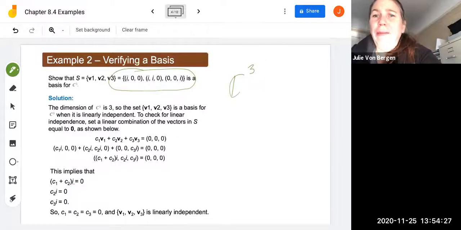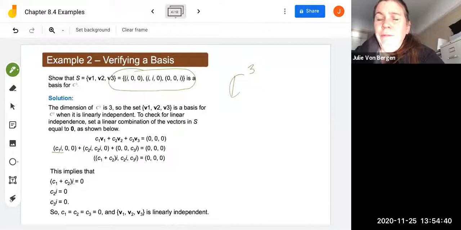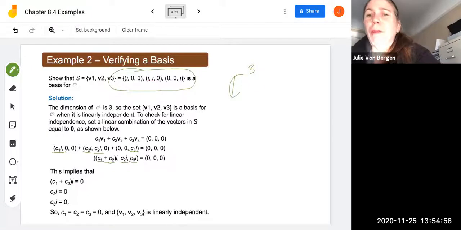To check for linear independence, we're going to set the linear combination of vectors in S equal to 0 as we did below. We're going to use our coefficients here, c1, c2, c3. You can see we're just distributing the c1, the c2, and the c3 through to each component, in this case each of the i's. Then combining like terms, we've got c1 plus c2 multiplied by i in the first component, c2 multiplied by i in the second component, and c3 multiplied by i in the third component. We set this equal to 0.